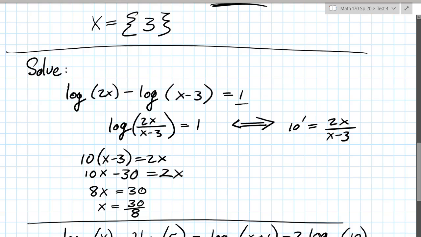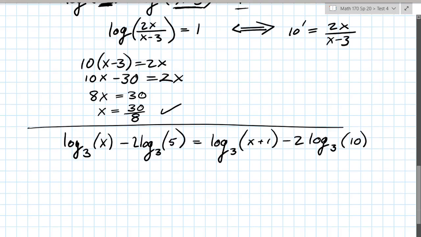Do a quick check to make sure this is okay. 2 times 30 divided by 8 is a positive number. 30 divided by 8 is bigger than 3, so that is a positive number as well. Nothing's to be worried about here. This looks fine.